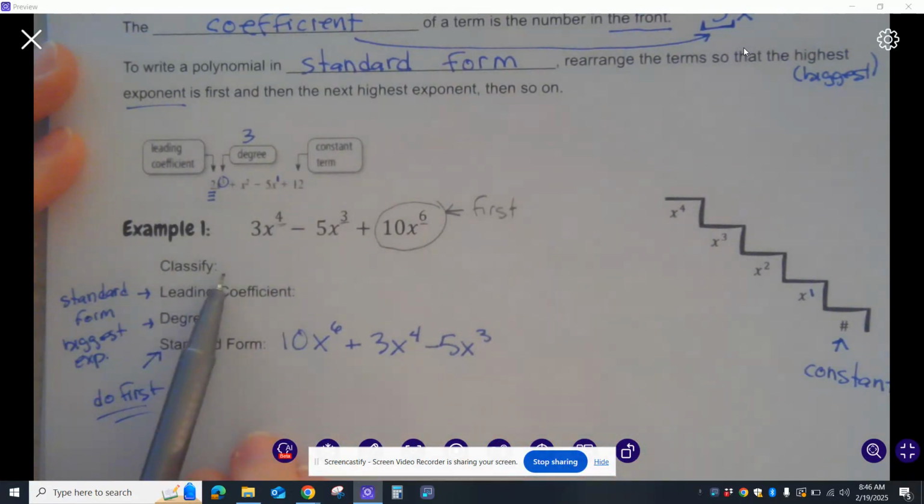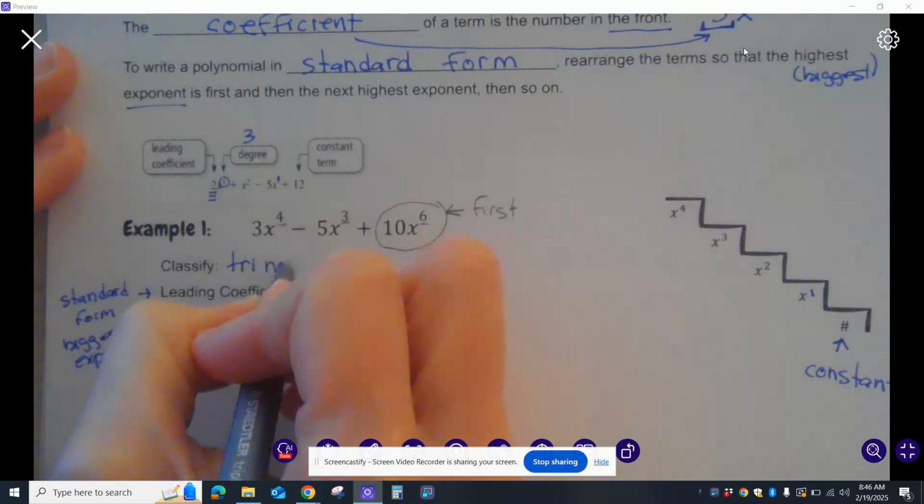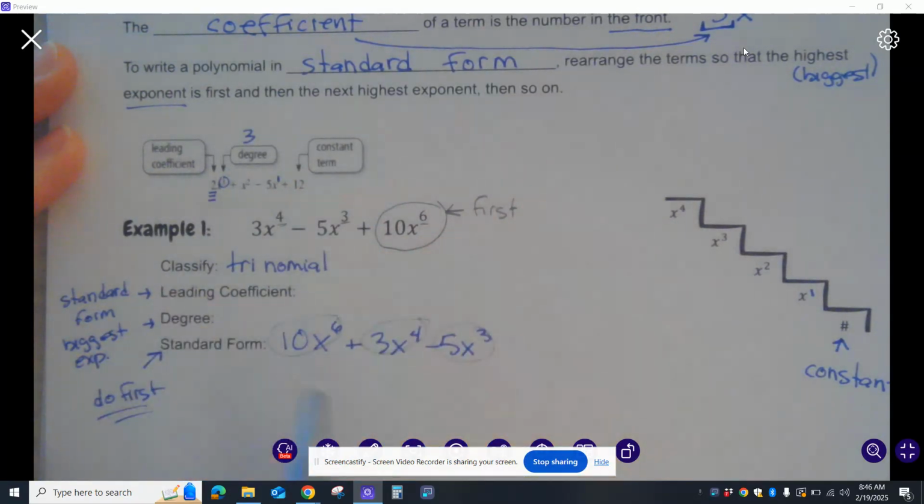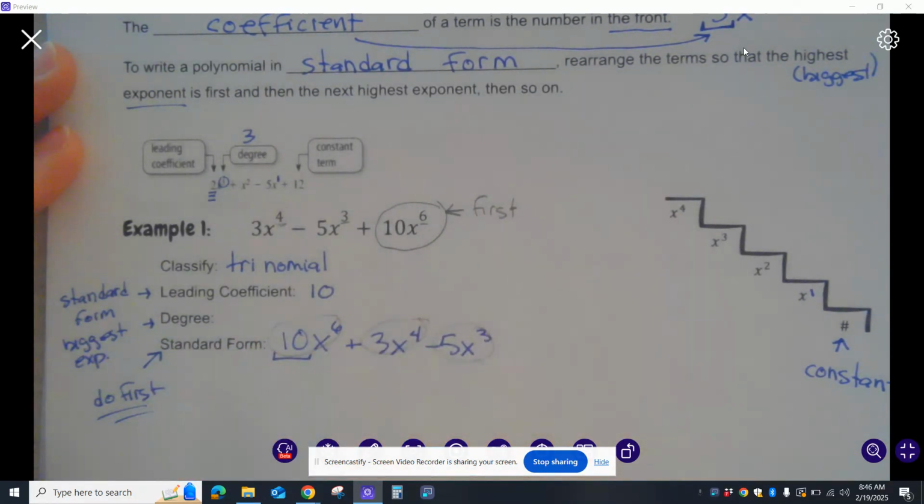Okay, now I'm going to go back and classify this. This has 3 terms. Remember, terms are separated by pluses or minuses. So this would be a trinomial. Remember, a tricycle has 3 wheels. A trinomial has 3 terms. Leading coefficient. Now that I'm in standard form, I find the first number right in front. That is my leading coefficient, which is 10.